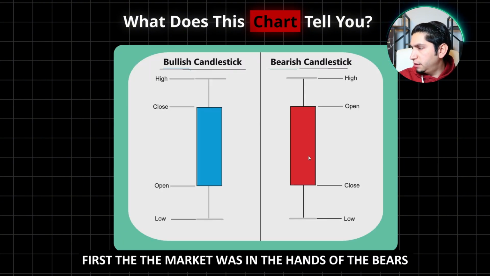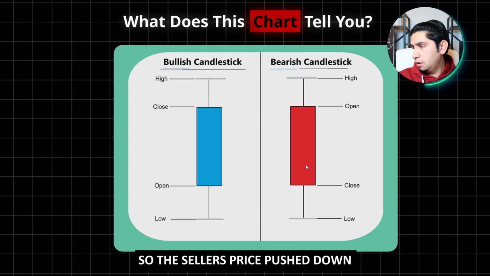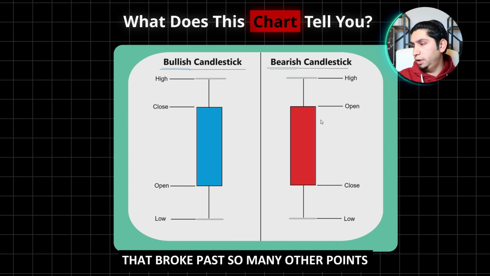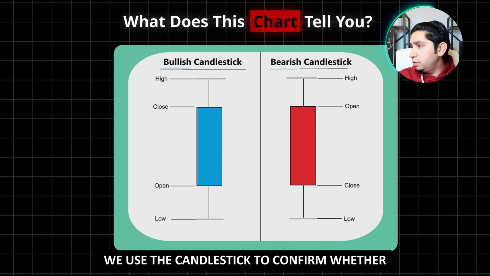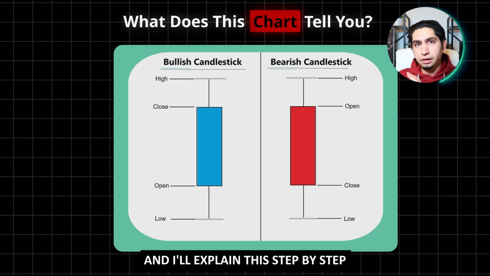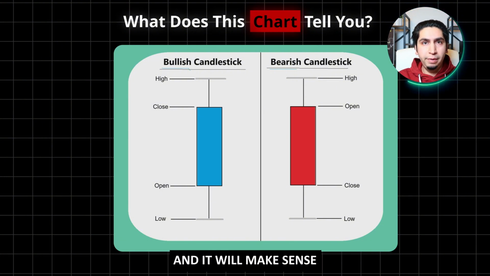So as you can see, first the market was in the hands of the bears, so the sellers, price pushed down, and then we had a nice bullish candle that pushed up, that broke past so many other points. We use the candlestick to confirm whether we should get into a trade or not. Now, I'll go on the chart and I'll explain this step by step and it will make sense.